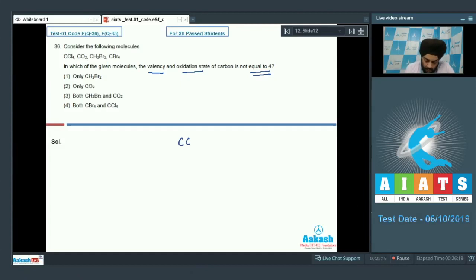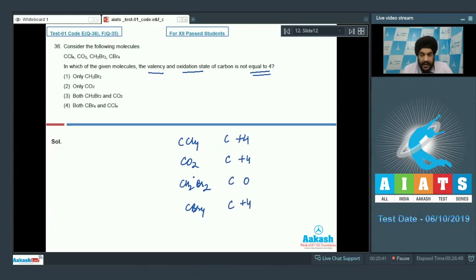So if we talk about CCl4, carbon is present in a state of +4. If we talk about CO2, carbon is again present in a state of +4. If we talk about CH2Br2, carbon is present in a state of 0 over here. And in the last one, which is CBr4, here also carbon is present in a state of +4. So we can see that the compound we are looking for is only CH2Br2. So students, we have to mark the correct answer to this question as the first option.